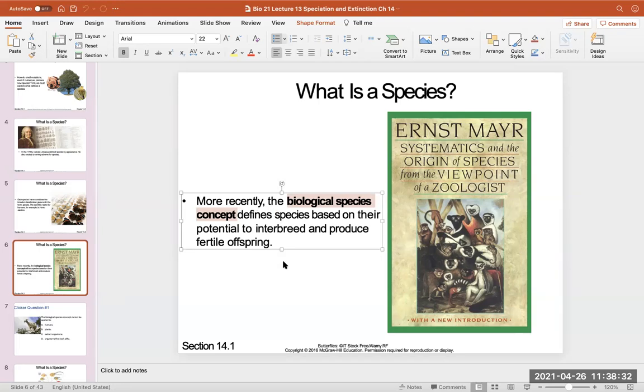Are they the same species or are they different species? In this case, they're going to be different species because they cannot produce fertile offspring. So I might give you some examples like that. So make sure you guys really understand the biological species concept. Third name I need you guys to know: Ernest Mayr. So he was the one who came up with the biological species concept.